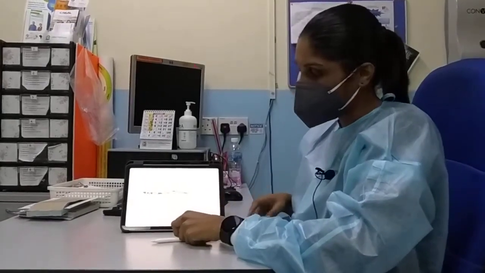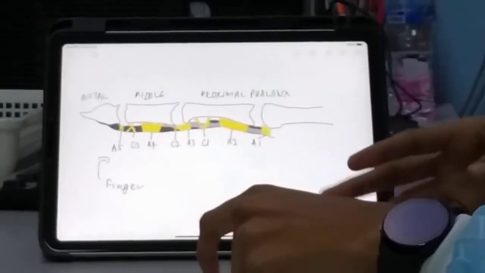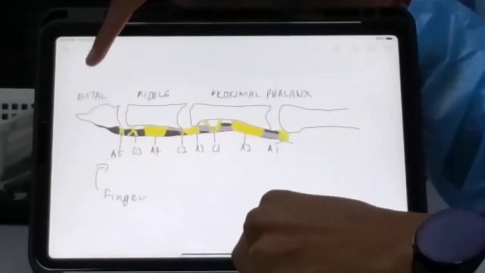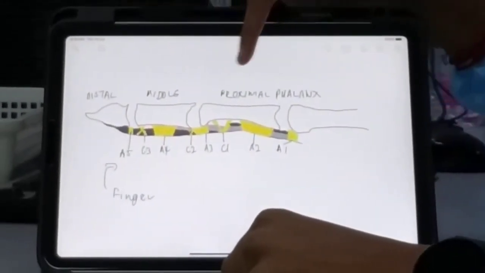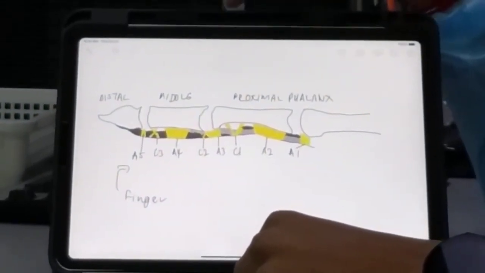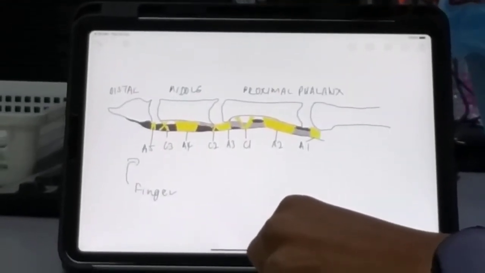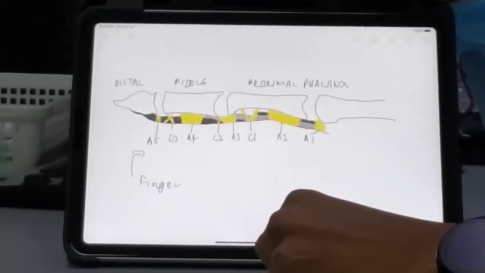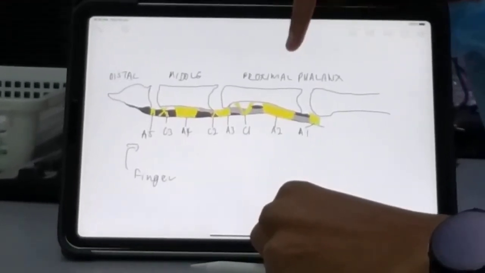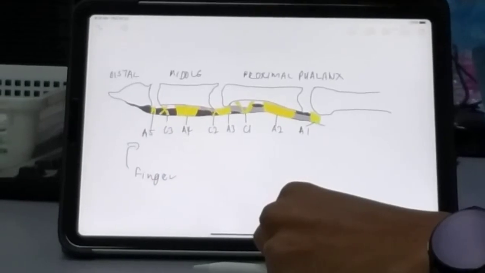Before explaining what trigger finger is, I will explain about the finger. This is the distal, middle and proximal phalanx. We have the tendon sheath and also bone here, and the pulley. What is the relation? Why am I talking about the pulley now? This pulley is the one attaching the tendon sheath and tendon to the bone.